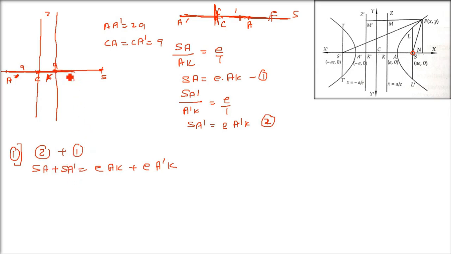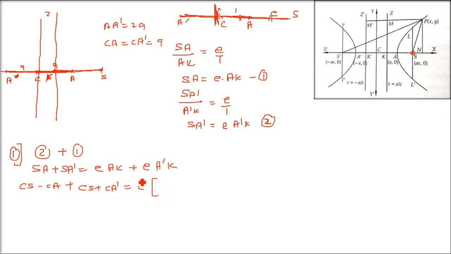Now let us try to write SA and SA dash in a different manner. SA can be written as CS minus CA. If you subtract CA from CS, you are going to get SA. Similarly, SA dash. Now, how to write SA dash? Just add CS with A dash C or CA dash. You're going to get SA dash.